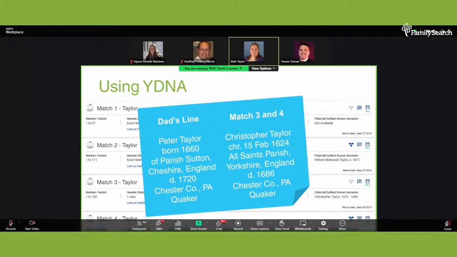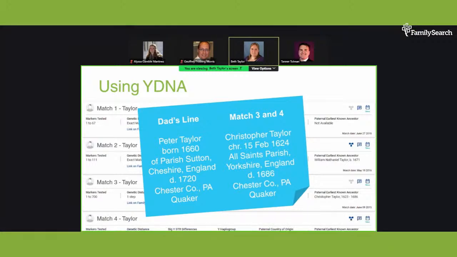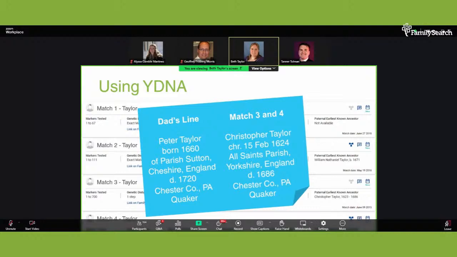He died in 1686. So it looks to me, because the descendants of Christopher and the descendant of Peter, my dad, are close matches on their DNA, it suggests to me that Christopher and Peter were related to each other. So I can now go back, because Christopher has a specific location in England where he was christened, and see if I can find records of Peter in the same area.